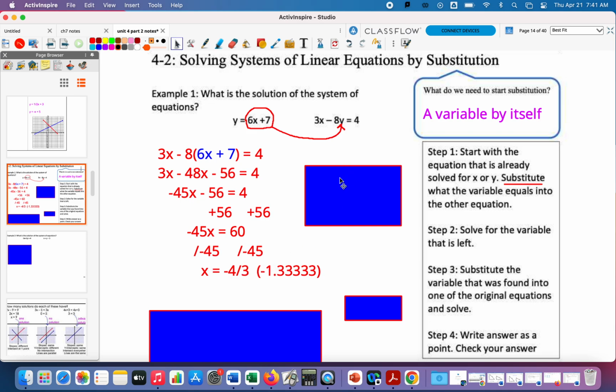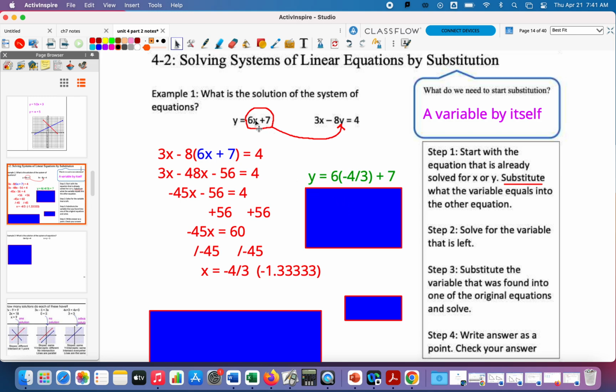Okay. More about that in just a second. So we solve for the variable that is on the left, substitute the variable that was found into one of the original equations. So I'm going to take this idea that I know what x is and plug it back into one of these equations. This one looks a little complicated. There's a lot more going on versus this one. So there's usually one equation that's easier than the other.